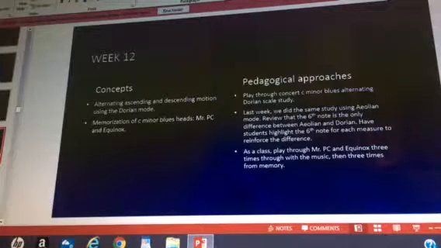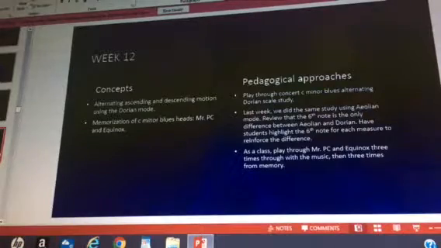So here we're going to reinforce the heads and alternating ascending and descending motion using Dorian mode. So now we're kind of switching back and forth between Aeolian and Dorian and just reinforcing that the only difference here is the sixth, and that both of these two modes are appropriate to play over minor seventh chords.